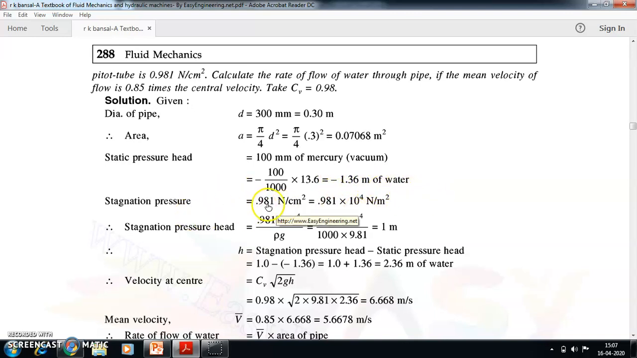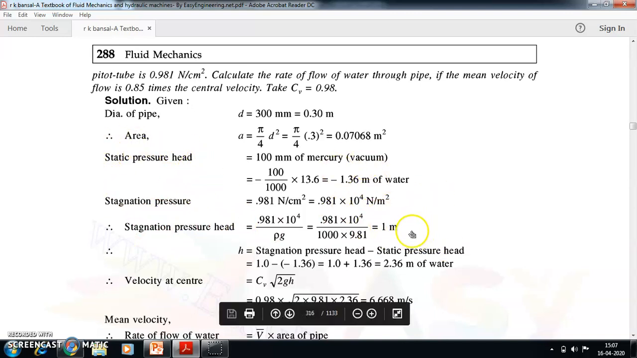Stagnation pressure is 0.981 Newton per centimeter square. Here the pressure value is given to you, pressure head is not given. Be very careful. So convert this pressure: 0.981 into 10 to the power of 4 Newton per meter square. Now find the pressure head. How to find pressure head? Pressure is equal to rho g h, so h will be equal to pressure divided by rho g. A very simple formula which you have used in module 1. So 0.981 into 10 to the power of 4 divided by rho g, you get 1 meter of water. This is the stagnation pressure head and this is the static pressure head, in terms of water. That is very, very important.